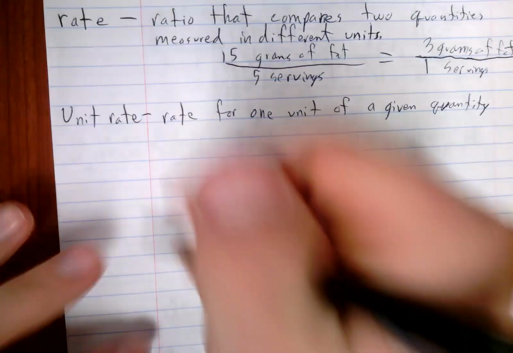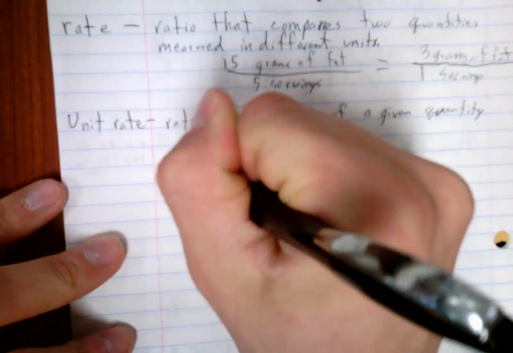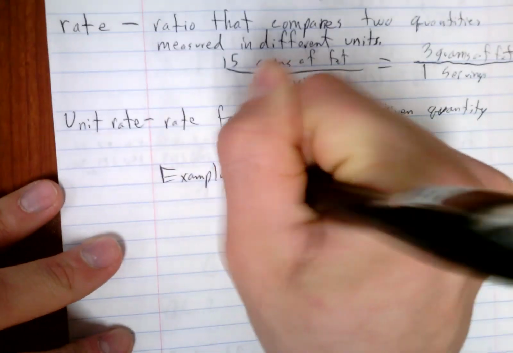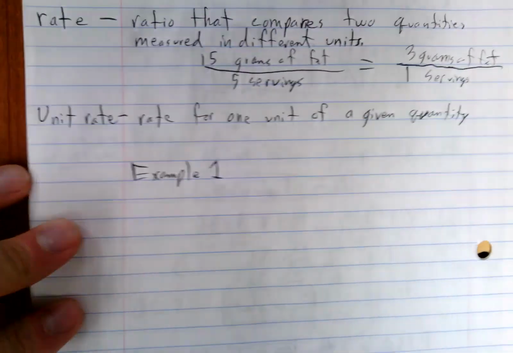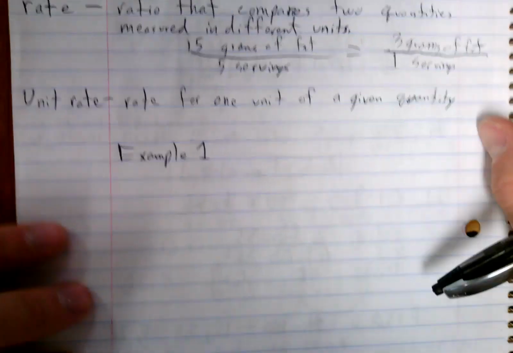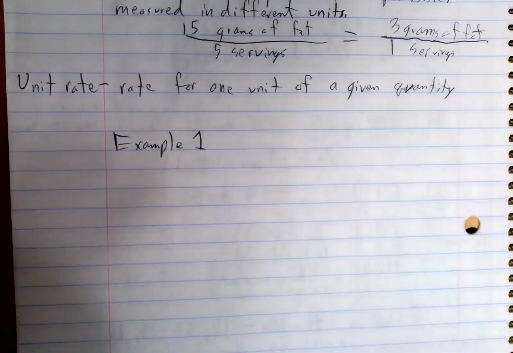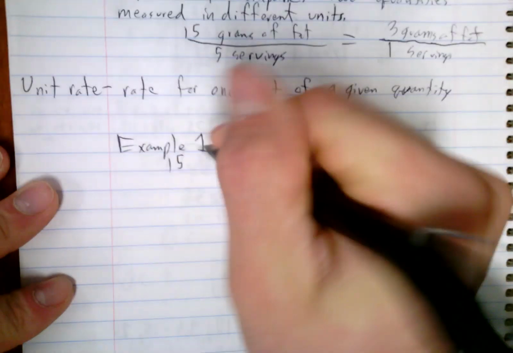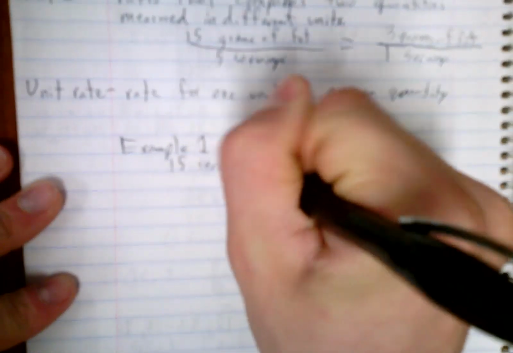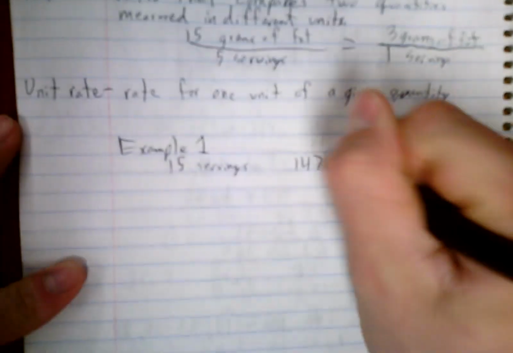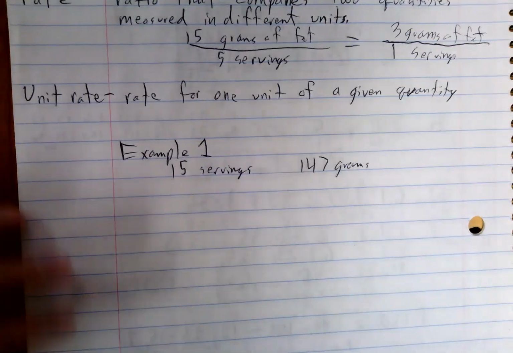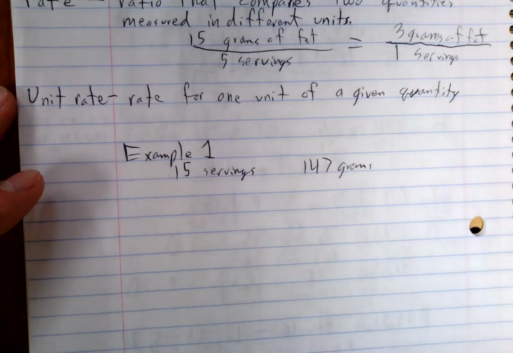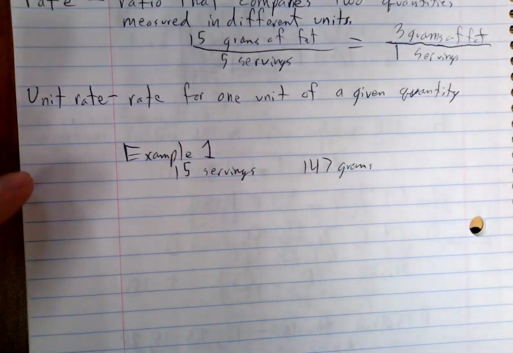Looking ahead now, we're going to go into our first example. Example 1 on page 132. It says a package of cheddar cheese contains 15 servings and has a total of 147 grams of fat. Find the unit rate of grams of fat per serving.